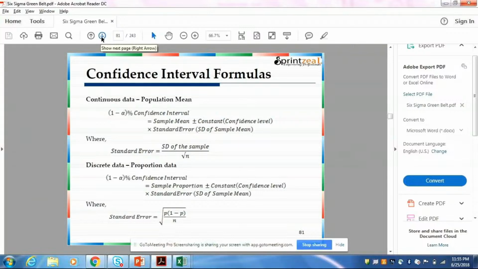So have you heard about this term earlier, confidence interval? No. Oh, continuous data, yes. Okay, no, not continuous data, confidence interval. No, I've never heard of that.